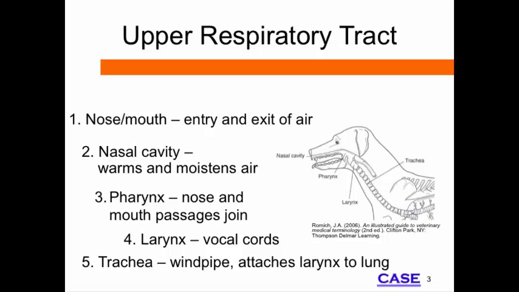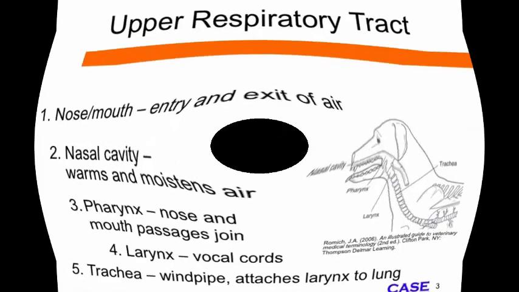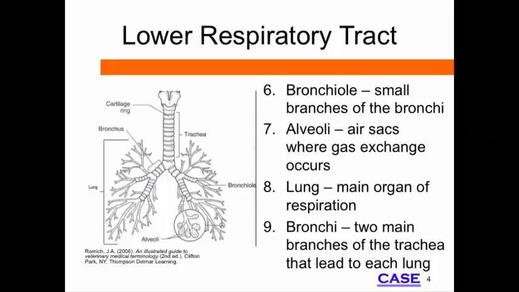The trachea connects the larynx to the lungs. It is commonly referred to as the windpipe and is composed of dense cartilage rings. These rings often keep the trachea from collapsing and closing off airflow. The lower respiratory tract consists of the bronchi, bronchioles, alveoli, and lungs. The lungs are the main organ of respiration.